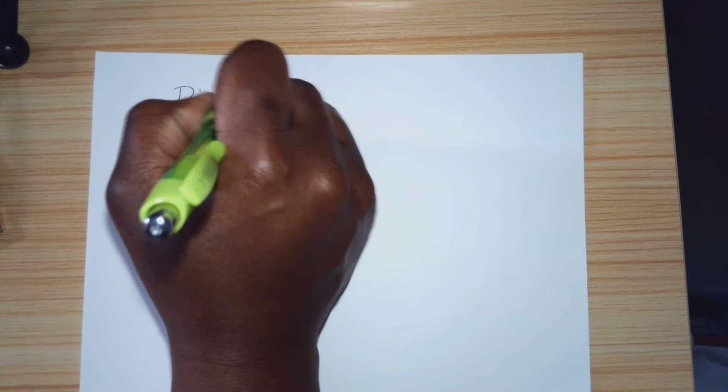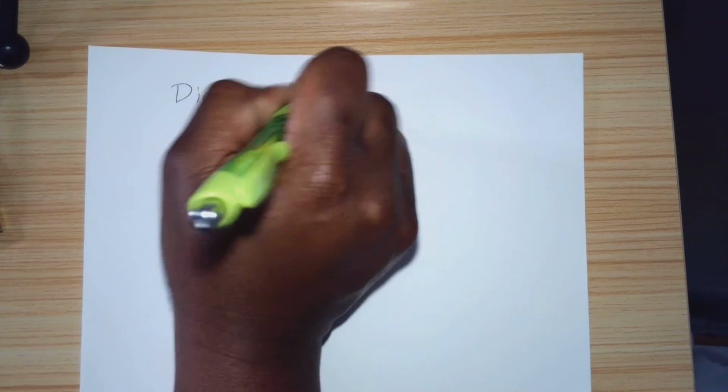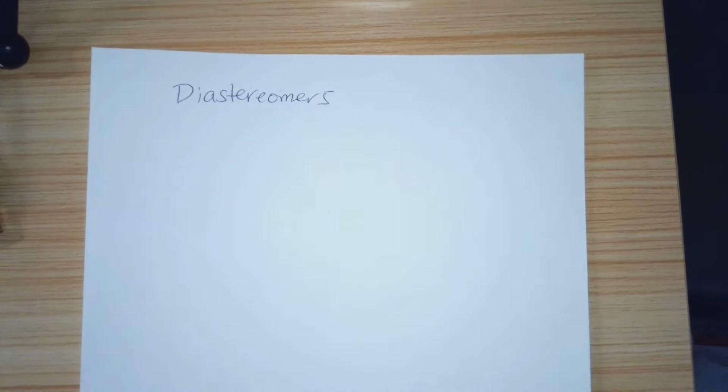So in this video, I'll discuss diastereomers. Diastereomers are a type of stereoisomer, and stereoisomers simply indicate that the molecules have atoms that are connected the same, but their arrangements are different. With diastereomers, they're not going to be perfect mirror images, however, they are stereoisomers.